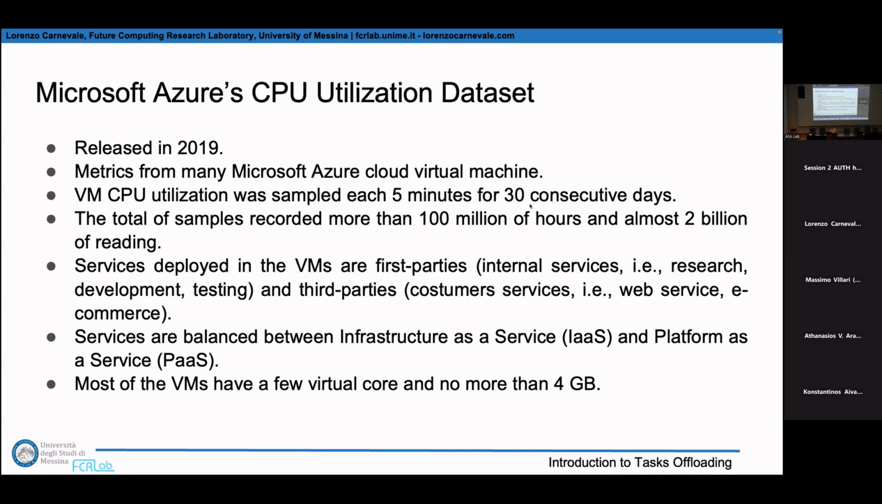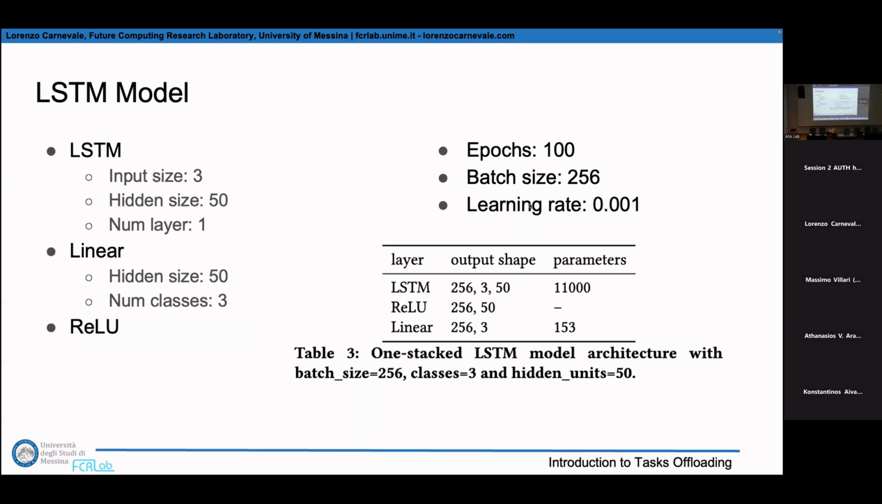The virtual machines are of two types, infrastructure as a service and platform as a service. And typically the amount of virtual cores is a few, 2, 3, 4, something like this, and then no more than 4 GB of RAM.